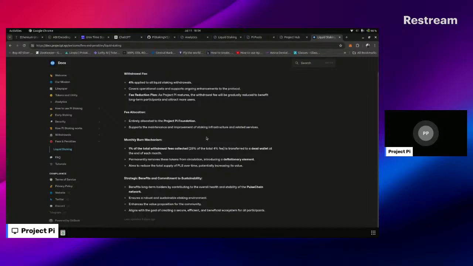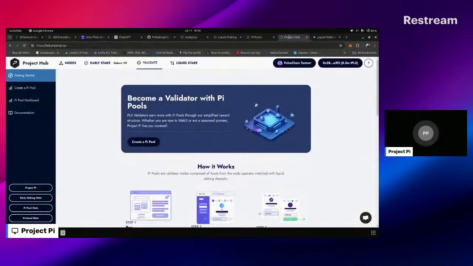So yeah, that's for liquid staking in itself. And again, 4%, 25% of the 4% or 1% basically would be burned in Pulse. And that's going to be once a month. And so, yeah, I mean, any thoughts?